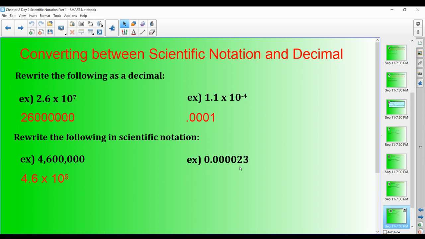Now this one, really tiny number, our exponent's negative, and we just once again have to count 1, 2, 3, 4, 5 spots in the negative direction. So we have 2.3 times 10 to the negative 5th. And that's how we take and write decimals into scientific notation, or take scientific notation and write it out in standard form.